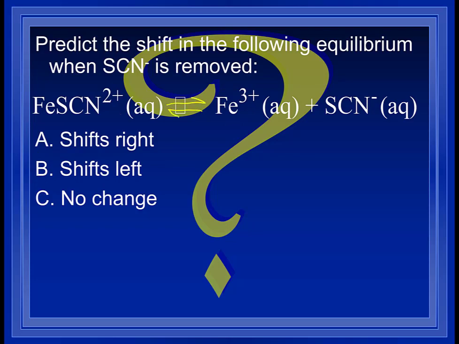Here's my double-headed arrow. What's going to happen if I take SCN out? So if I try to remove SCN, it's going to undo that and make more. And the way it makes more is we say equilibrium shifts to the right. So use up the FeSCN to turn it into SCN.